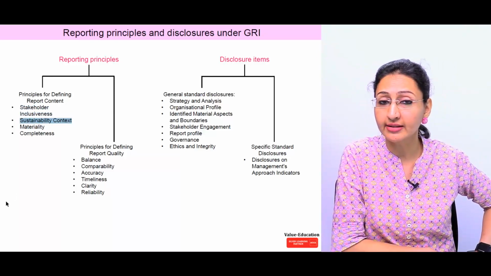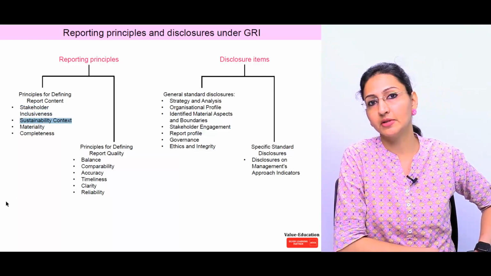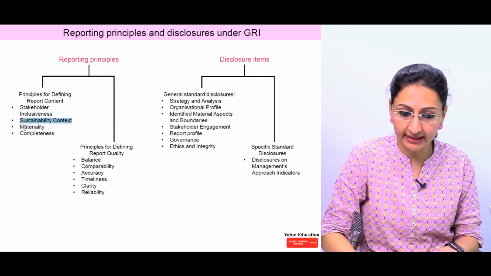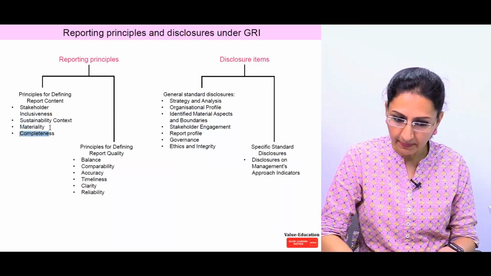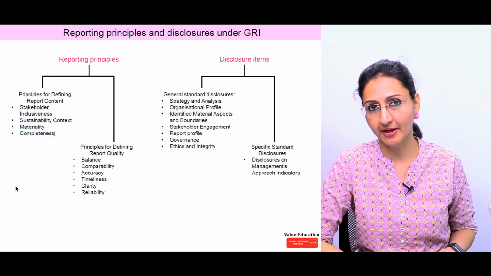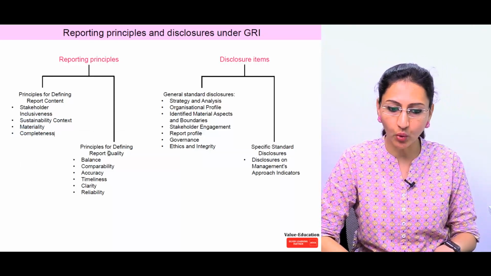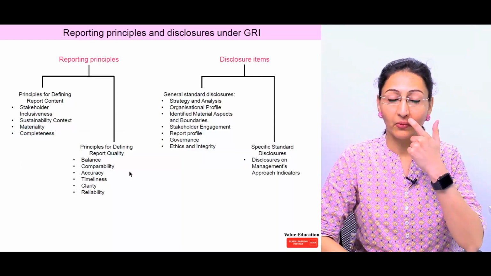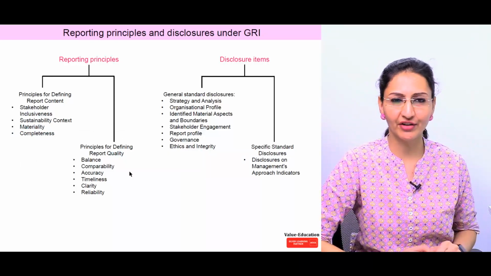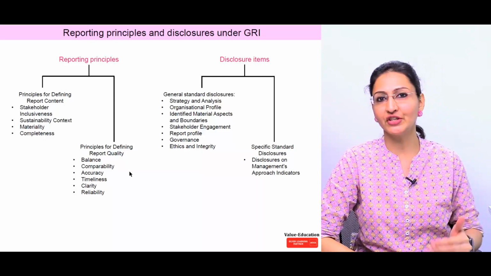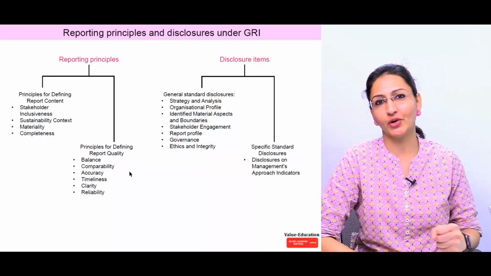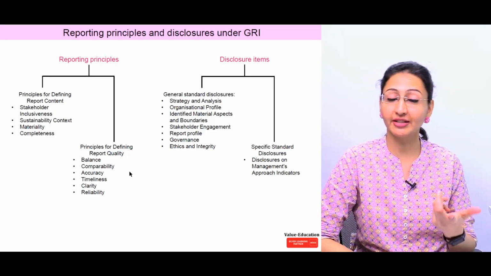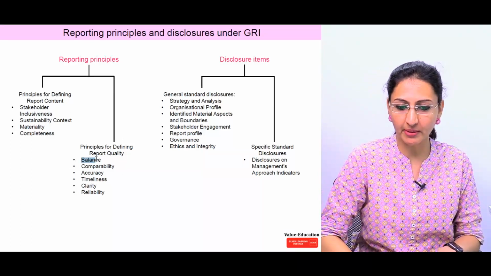In that context, disclosure must be there in the business, in the report. Then materiality, whatever is important, do show that. Completeness, it should be complete in all respects. Now, when we talk about quality, when do we say that a report is having a good quality? There are 5-6 features which should be met to call a report a quality content report. What are these qualities? Number one, it should be balanced.